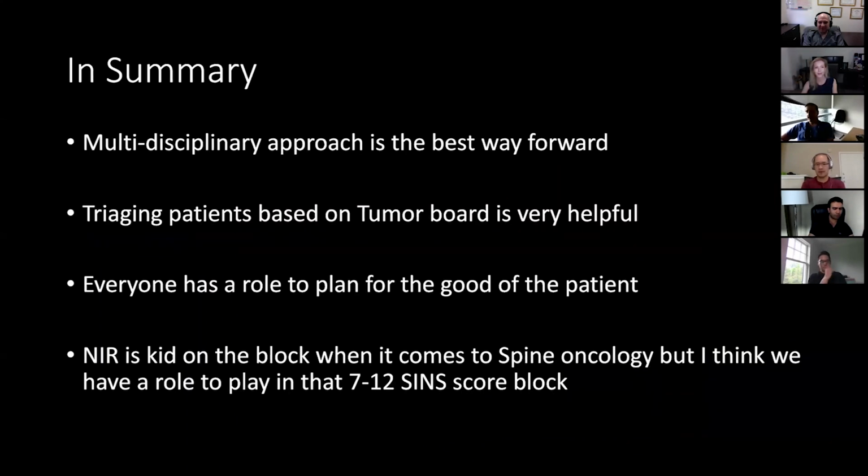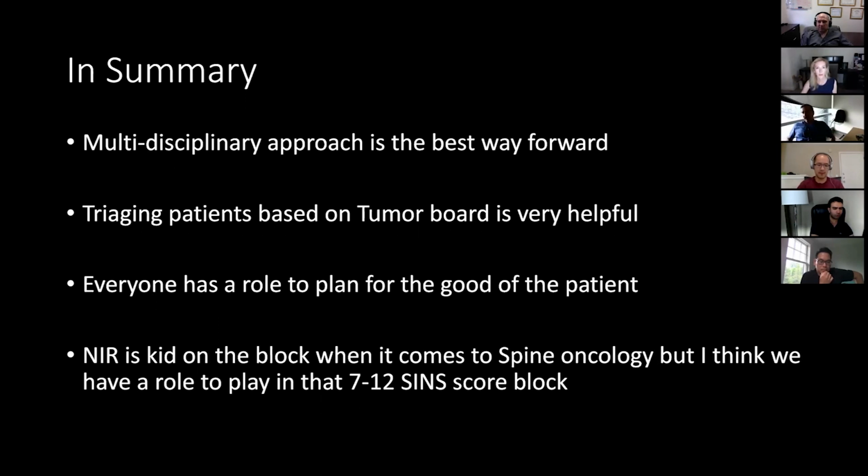So in summary, I would say that a multidisciplinary approach is the best way forward for these spine oncology patients, just like anywhere else, the brain tumor world, the ENT world. Triaging patients based on everybody sitting at a table and deciding the best way to move forward treatment-wise for a patient makes a lot of sense, rather than sending out gazillion emails from radiation oncology to neurosurgery, orthopedic surgery, and interventional radiology asking who's going to do what, and you just get lost in that.